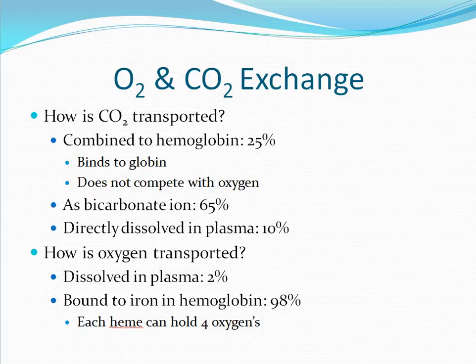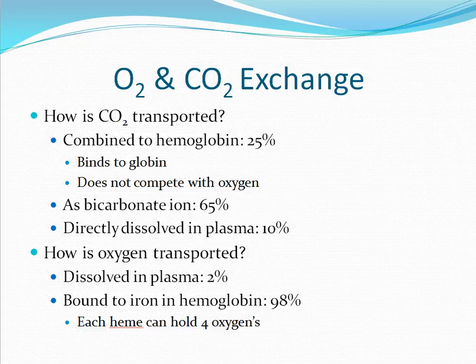About 25% of the carbon dioxide will be found combined with hemoglobin inside the red blood cells. Carbon dioxide binds to the globin portion of hemoglobin and not the heme. As a result, one hemoglobin molecule can carry both carbon dioxide and oxygen at the same time because they do not compete for the same binding site.